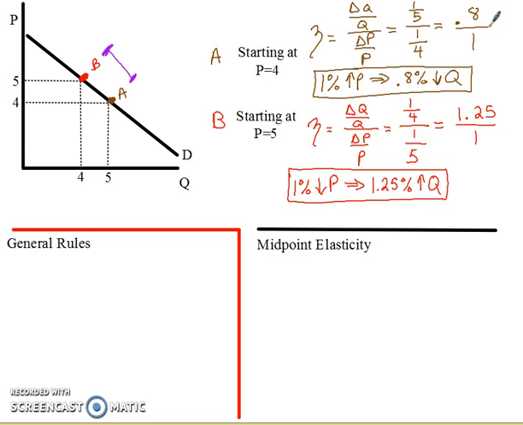We calculated the elasticity when we started at point A and went this way, and the elasticity was 0.8. But when we calculated the elasticity starting at point B, when the price was 5, we got a different calculation of 1.25. So we're getting different numbers for the same part of the curve. And the problem here is the starting points.